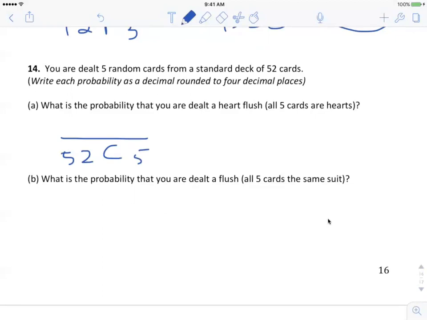Okay. Now, of all of those 5-card combinations, how many of them contain all hearts? All right, well, we know there are 13 hearts, and we want to choose 5 of those hearts. Okay, so I'm going to do 13 choose 5, and that's 1,287. 52 choose 5 is, well, we did that one before, right? The 2,598,960.